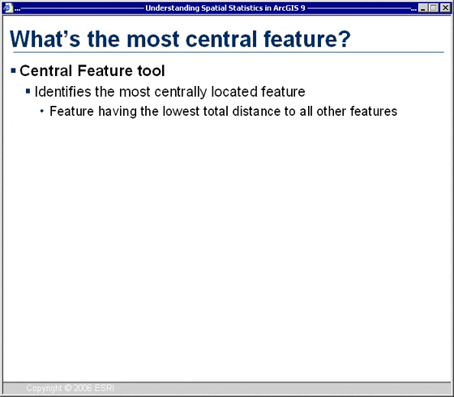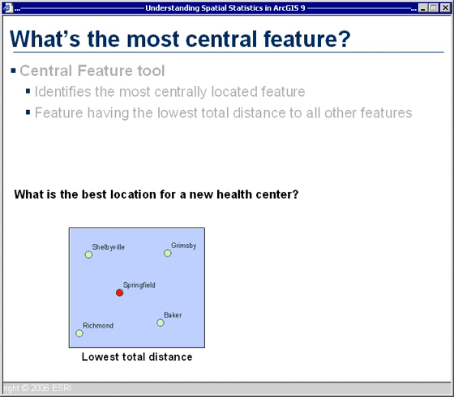Another question you may ask about your data is what feature is most centrally located. In contrast to the mean center, here we want to find the existing feature that is the most central to all other features. The tool we would use is called the central feature tool, and it identifies the feature that has the lowest total distance to all other features. For example, let's say we're in charge of finding the best location for a new health center for these 5 cities. In the graphic we see here, we don't really need a GIS to tell us which city is the most central. However, the central feature tool confirms what we see, that the most central city is Springfield.